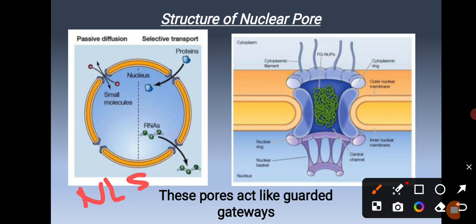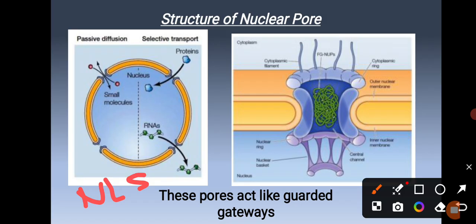And the third function is maintaining NPC integrity. It is helpful for the stabilization of the nuclear pore complex structure and maintains its dynamic nature for the continuous transport of molecules in and out of the nucleus.